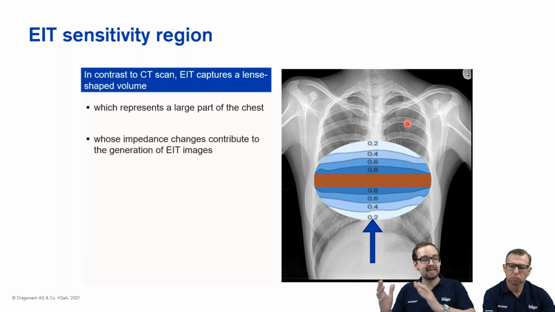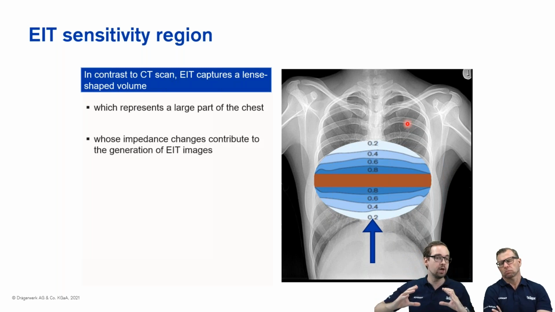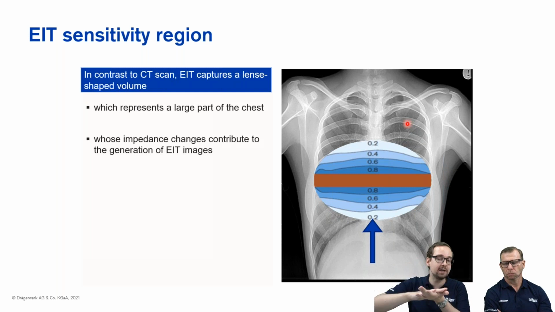Another difference between CT and EIT is the sensitivity region. Actually, a CT scan is only looking at a very thin slice through the chest. With electrical impedance tomography, we are looking at a much broader lung volume. This lung volume is usually roughly 1/3 of the entire lung volume. So depending on where you place the electrode belt, you will see a different picture. And this 2D picture is representing a larger lung volume. So just keep in mind the position of the belt is influencing the information that you get.